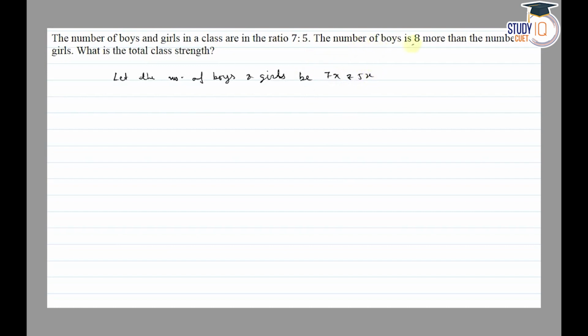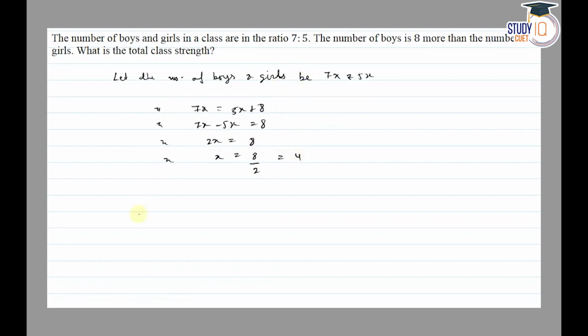Then according to the question, 7x, the number of boys, is 8 more than the number of girls. So it becomes 7x is equal to 5x plus 8. So we will shift 5x to this side: 7x minus 5x is equal to 8. So 2x is equal to 8. So x is equal to 8 by 2, which is equal to 4.